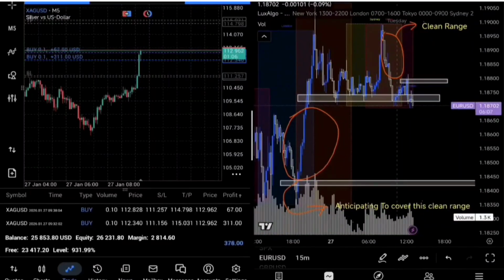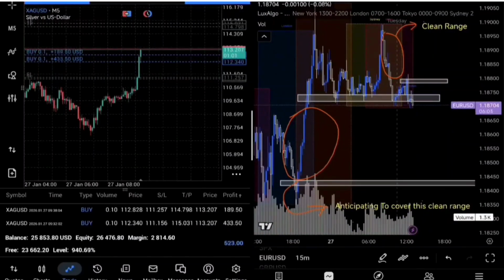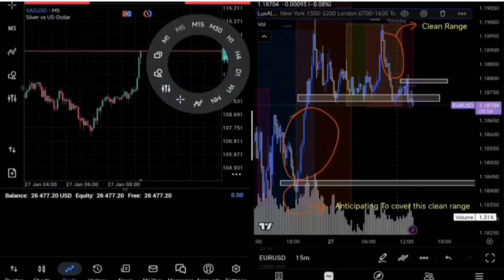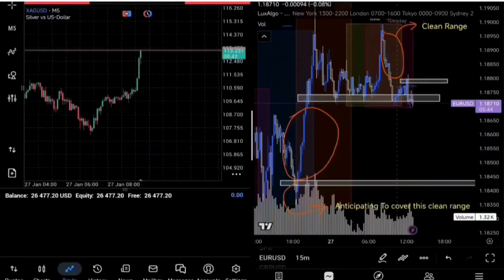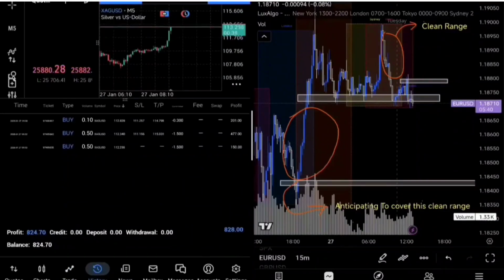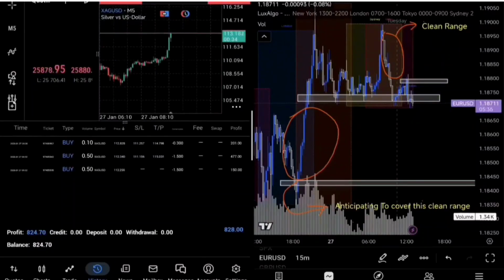I wasn't anticipating to cover the clean range completely, but some pips are enough for me. And here I closed the trade and pretty much ended the day with close to $830 in my bank account. So this was all for the video today.